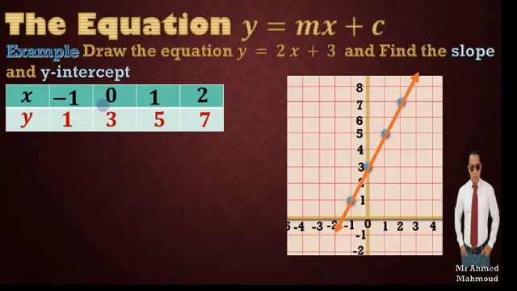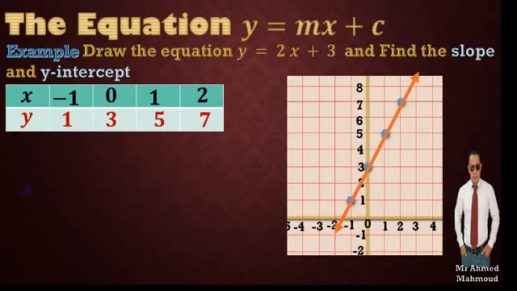The first way is by looking at the graph. The slope is y change over x change. Here y change equals 3 units and this part equals 1.5. 3 divided by 1.5 equals 2. So the slope equals 2. This is the first way, from the graph.